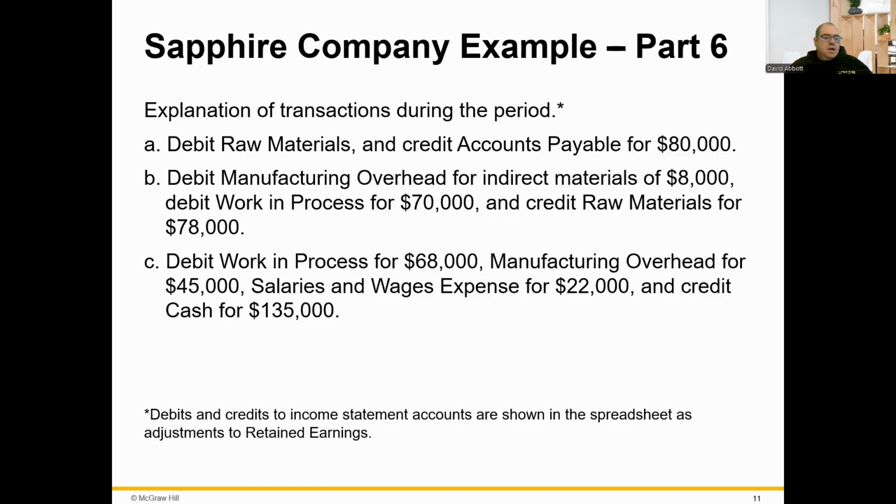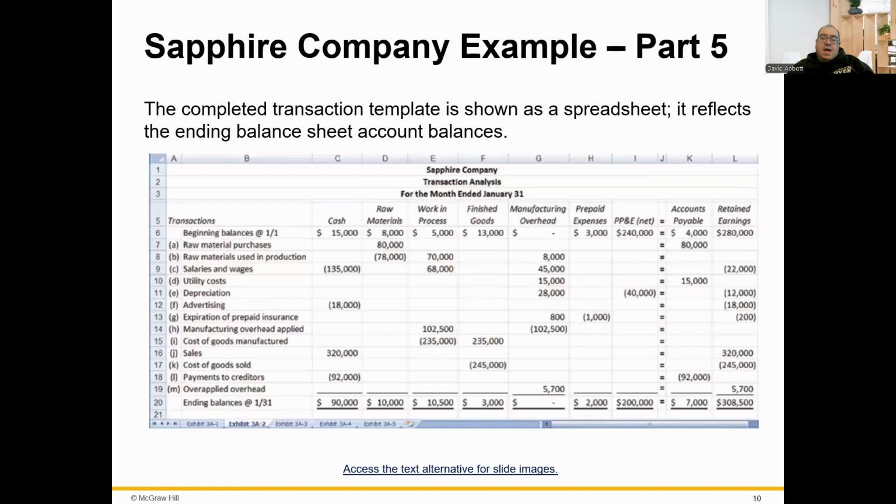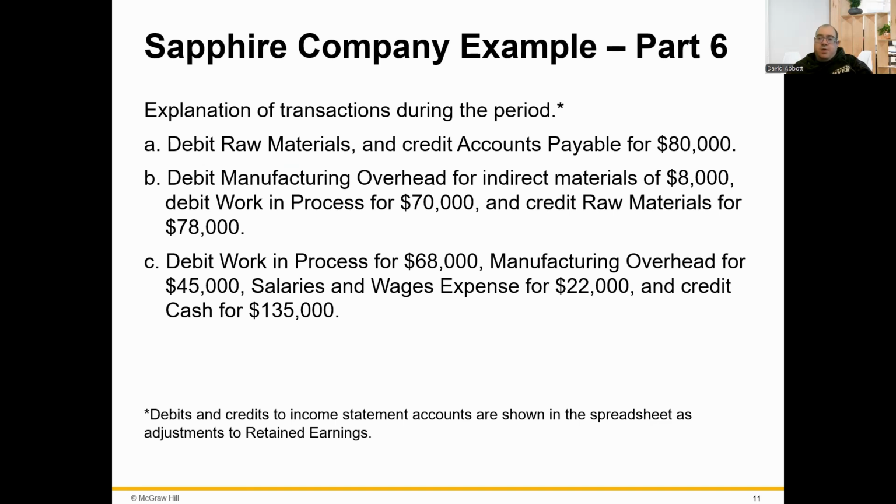And then we can explain. Of this, we had a debit of raw materials and a credit to accounts payable for 80,000. And that was for the amount of raw materials that they purchased during the period.